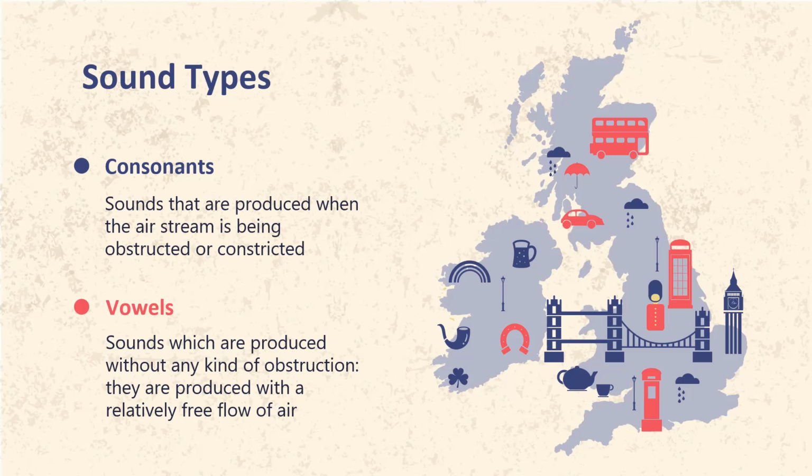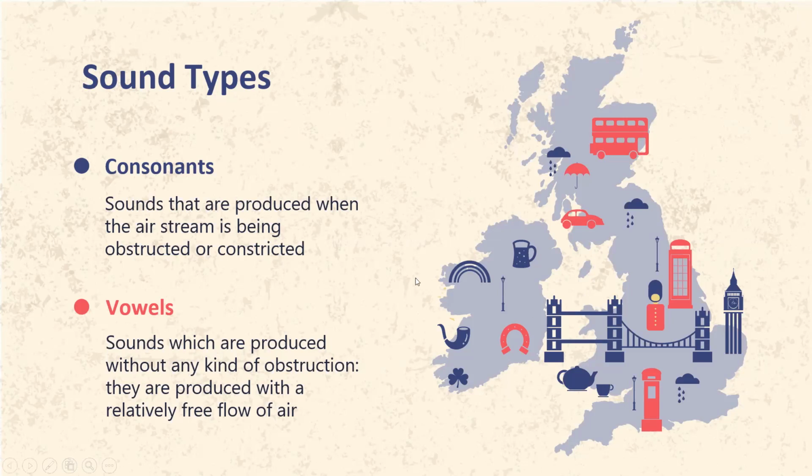Vowel sounds are produced without any kind of obstruction. ما في أي عائق في الأصوات العلة. ما في عندنا أي نوع من العوائق بتقابل هذه الأصوات, أصوات العلة. They are produced with a relatively free flow of air. يعني يتم إطلاقهم بصوت منطلق. يعني ما في أي إعاقة لهذا الصوت.